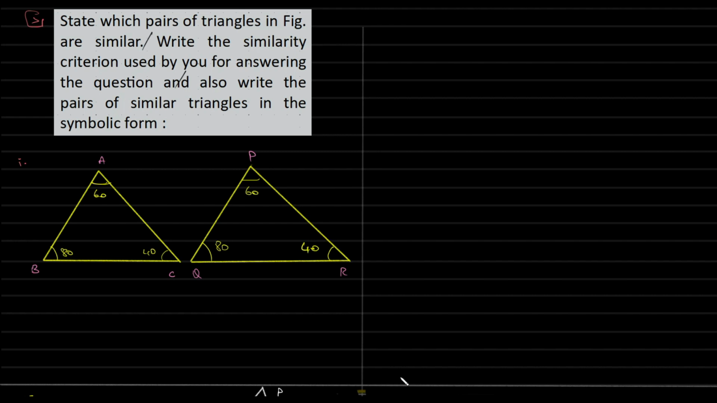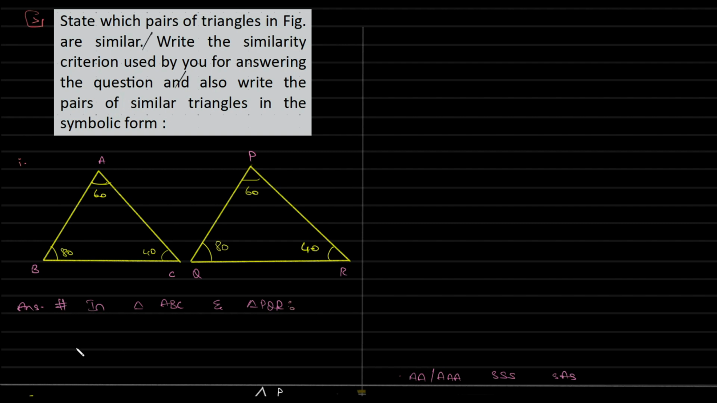So first of all, let's list how we can prove two triangles are similar. We have AA or triple angle criteria, triple side, and SAS. These are the three criteria that we have. Now, to answer any such question, we need to start with talking about the triangles. So we're talking about triangle ABC and triangle PQR. We need to mention that.